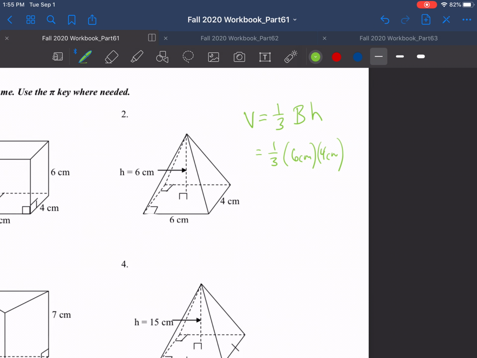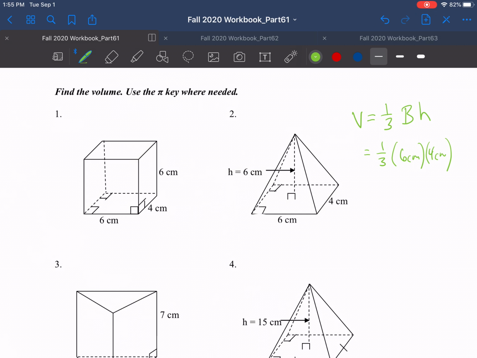And then, I'll zoom in on this a little bit. And then the height, you can see is pointed to right there, is also 6 centimeters. And so we end up with 6 times 6 times 4. So 6 times 6 is easy. That's 36. And then times 4, and then over 3. And then of course centimeters, centimeters, centimeters.